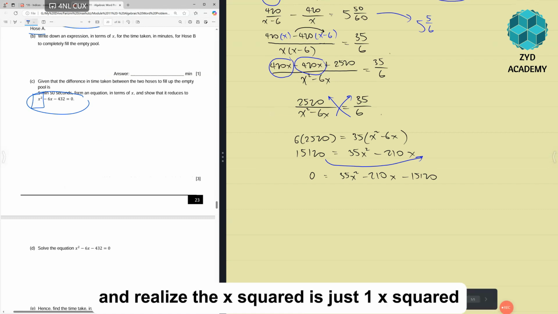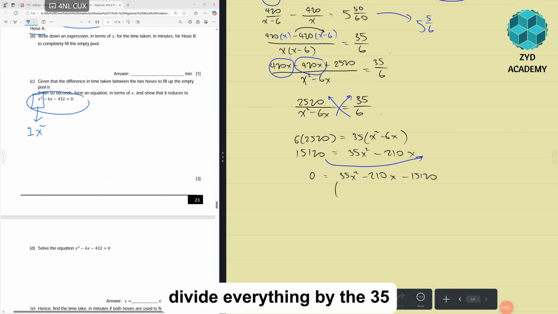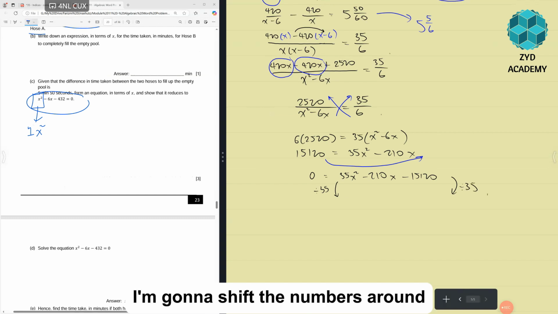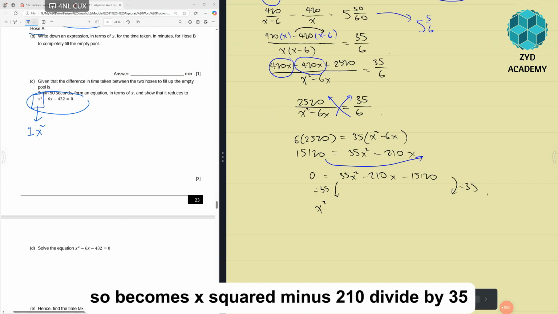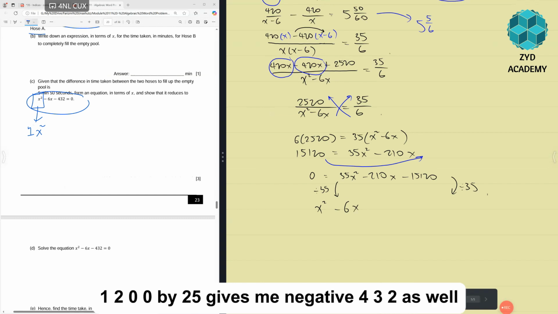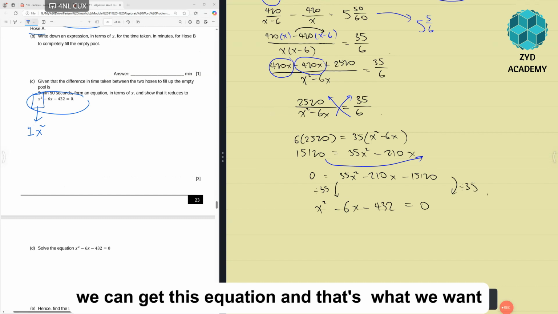And realize that x squared is just 1x squared. So let's divide everything by 35. At the same time, we're going to shift the numbers around. So it becomes x squared minus 210 divided by 35, I get 6x, and 15120 divided by 35 gives me negative 432 as well. I move everything to the left hand side to make it look like this equation. And that's what we want.